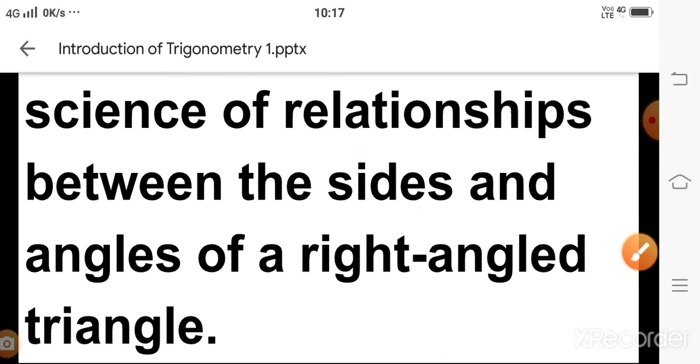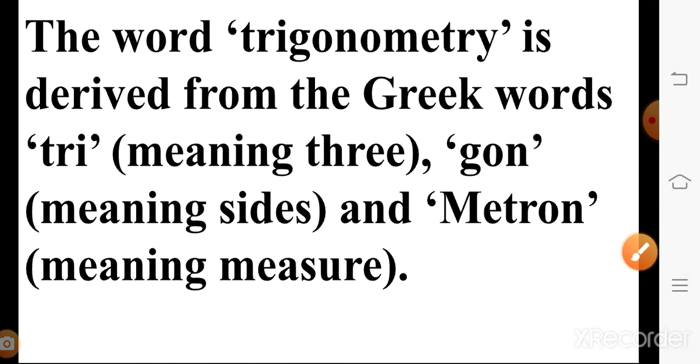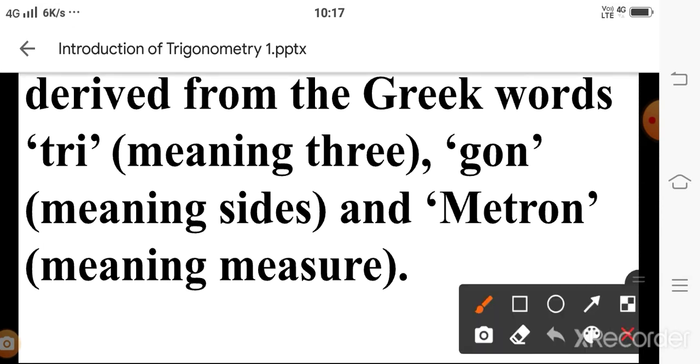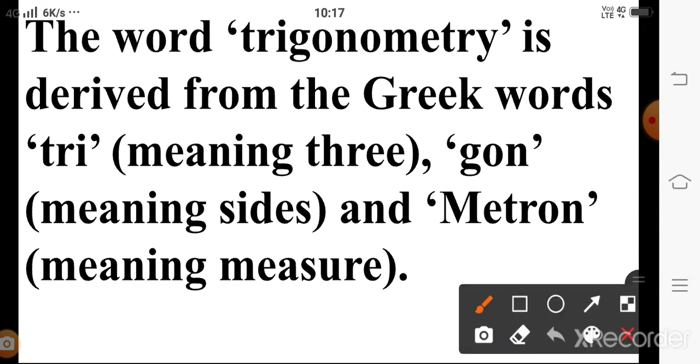If you are considering any right angle triangle, then the sides, meaning we know the side opposite to the given angle, here the given angle means the right angle. The side opposite to the 90-degree angle, we are calling that the hypotenuse.